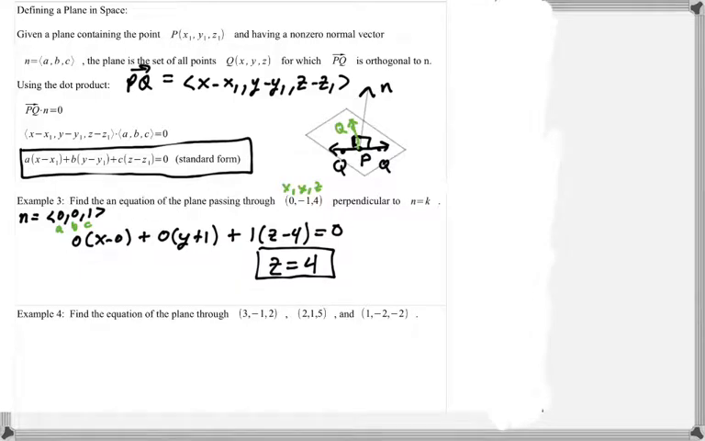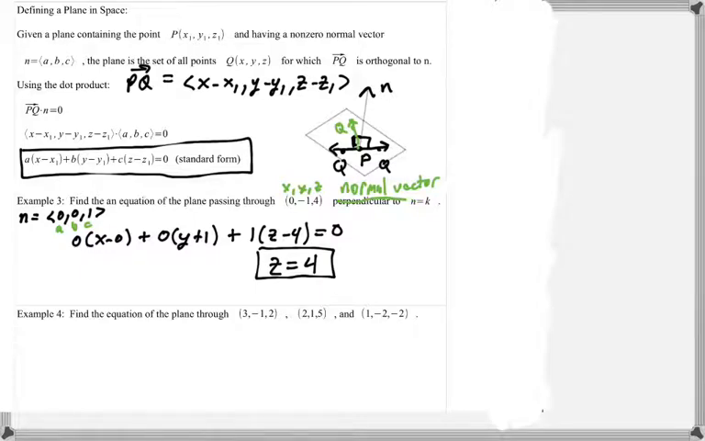Now I think example 3 maybe doesn't have the best wording. I think what the intent of the problem is, it's the normal vector is n equals k, not perpendicular to n equals k. So we'll say the normal vector is n equals k, I think would be more appropriate. That's the intent of the problem here.